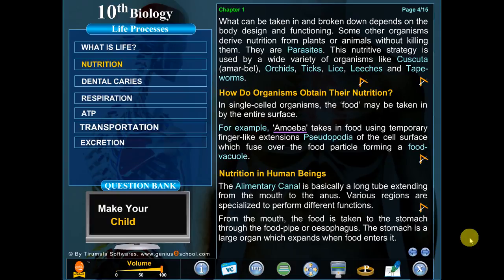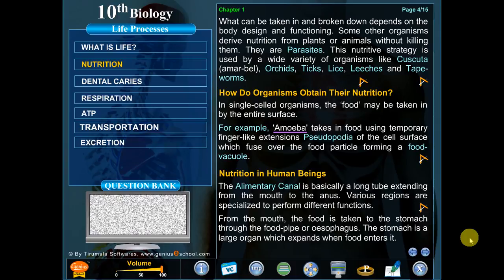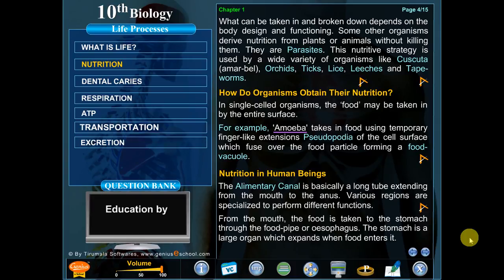How do organisms obtain their nutrition? In single-celled organisms, the food may be taken in by the entire surface. For example, amoeba takes in food using temporary finger-like extensions of the cell surface, pseudopodia, which fuse over the food particle, forming a food vacuole.